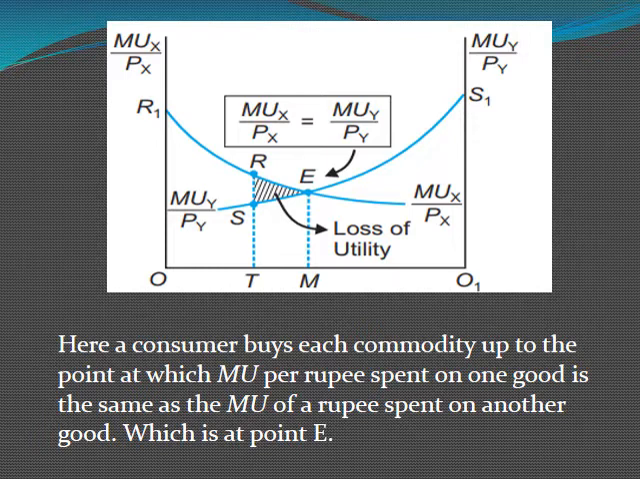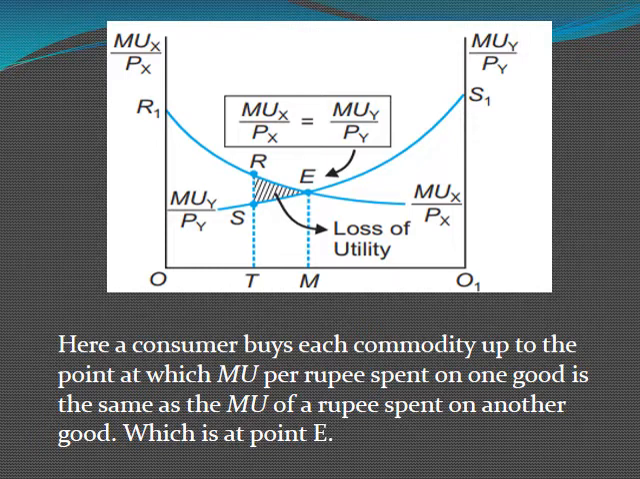R1R is the marginal utility of X divided by P of X curve, and S1S is for commodity Y, marginal utility of commodity Y. And point E is a point of intersection where both these curves intersect each other, and at this point the ratio of marginal utility of X and the price of X is equal to the ratio of marginal utility of Y and the price of commodity Y.